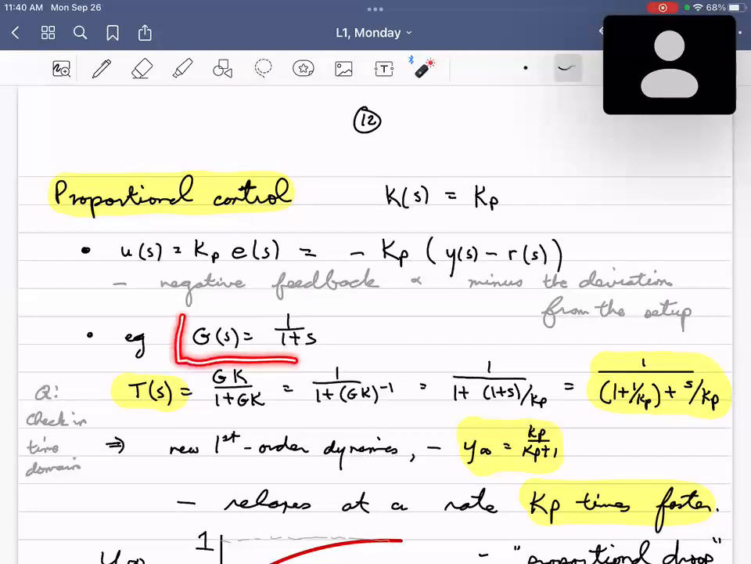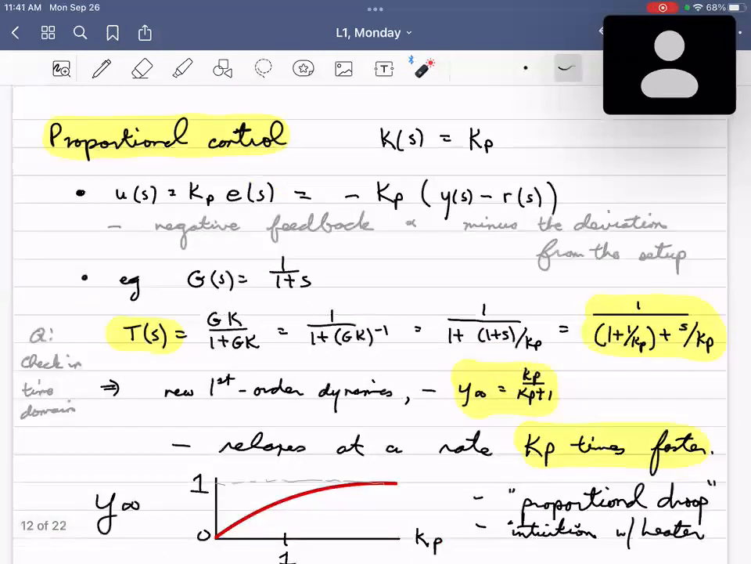So let's look at this for a first order system. This is the RC filter circuit that I talked about, for example. And so what does T of S look like? Well, it's GK over 1 plus GK. If we divide through by the GKs, it's 1 over 1 plus GK inverse. G inverse is just 1 plus S. K is just this K proportional, KP. So it's 1 over 1 plus S over KP. And if I rearrange terms, I've got a constant here and an S term here. So this is also a first order linear system.